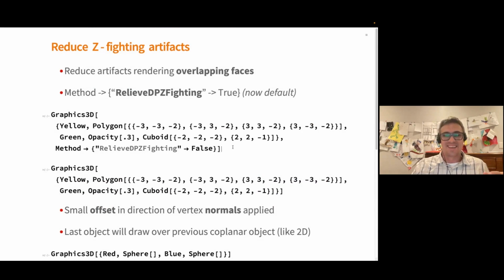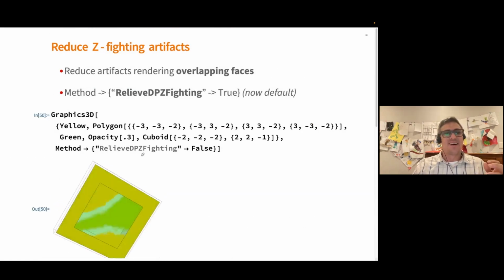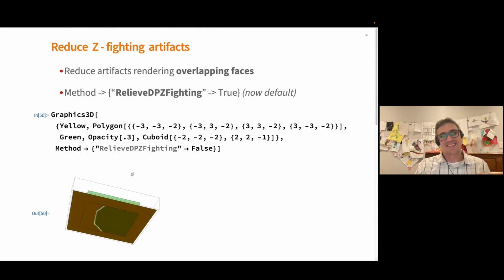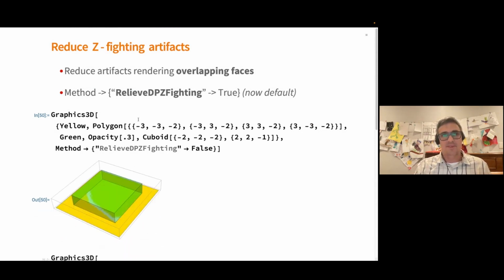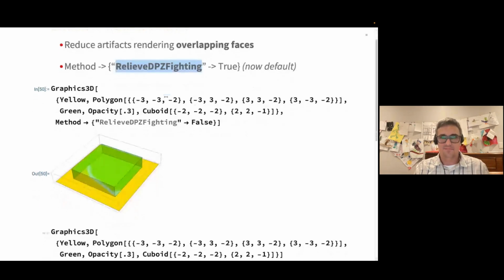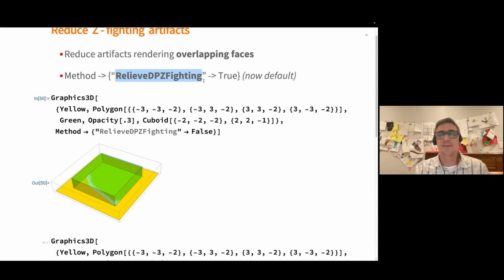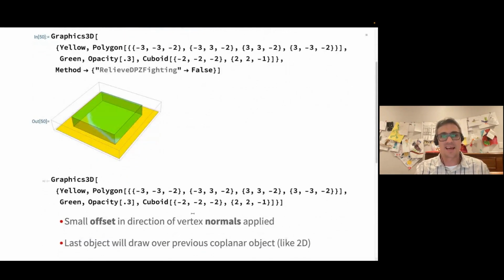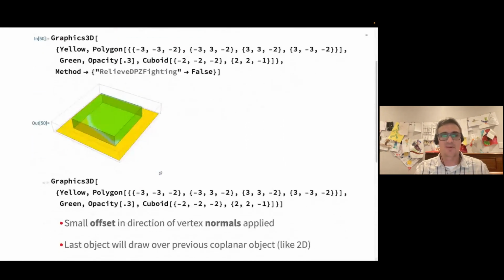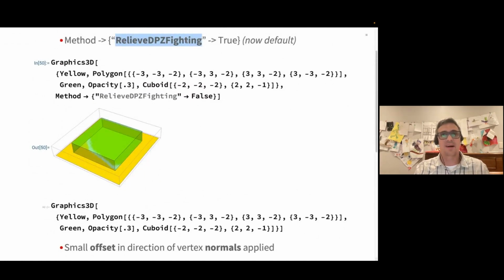Z fighting has been a thorn in the side of computer graphics for ages. And one of the options we employ in the front end to alleviate Z fighting is this method option relieve DP Z fighting. And it's been by default turned off. What it does is it adds a small offset to vertices in the direction of the normals, and this helps to overcome it. But we've now turned this on by default.